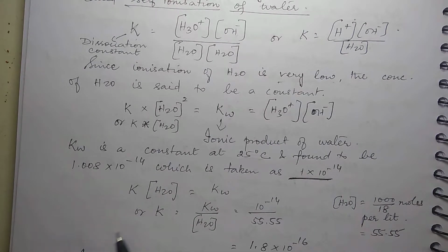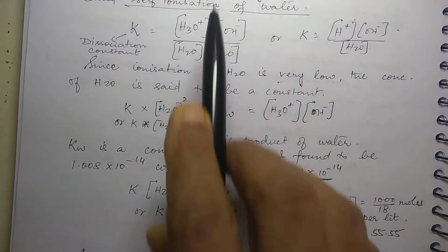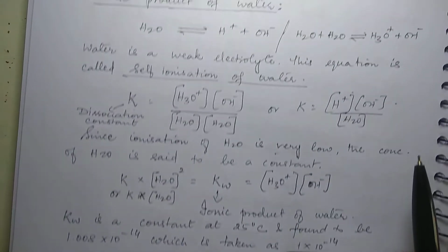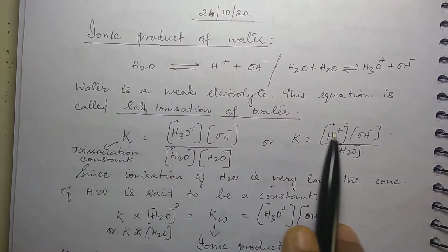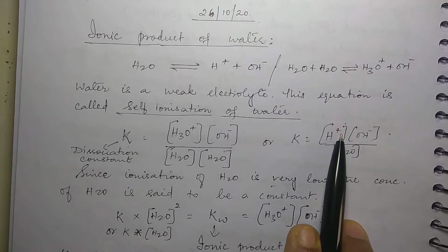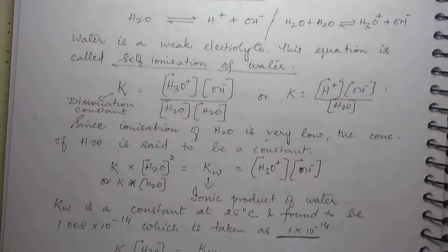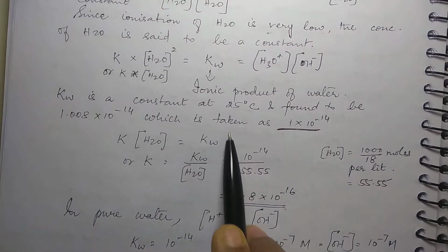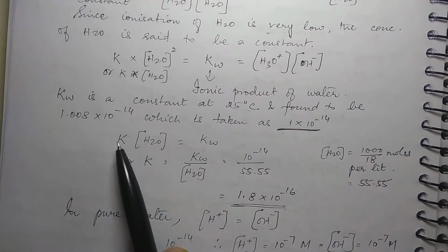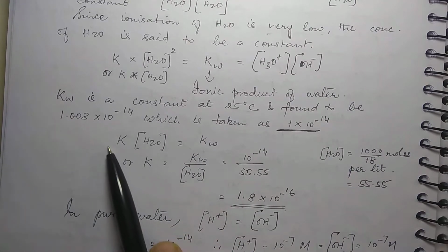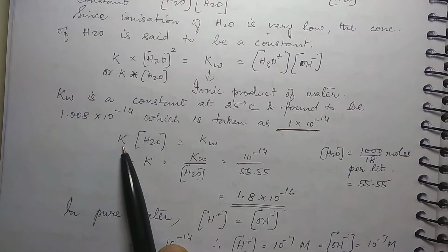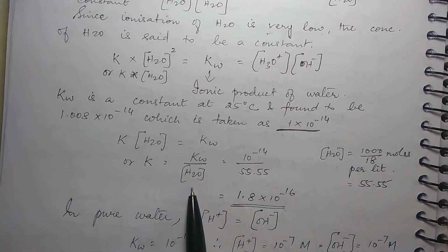So K into water. If you take this equation, then K is equal to H plus into OH minus upon water, is it not? So this into this. What is that equal to? That is equal to Kw. Or if you are going to find out the value of K, K is equal to Kw upon water.